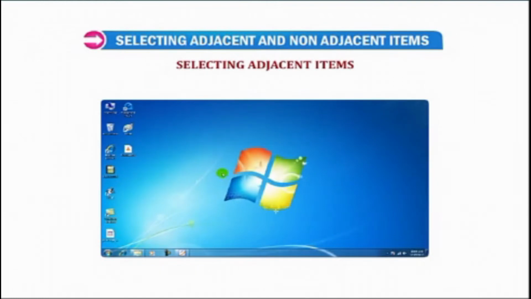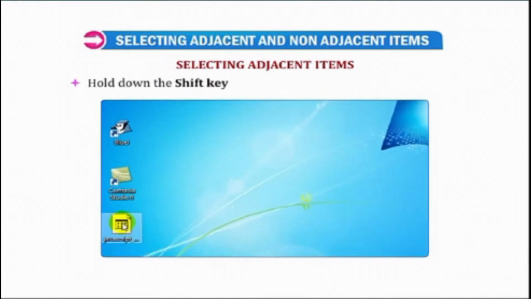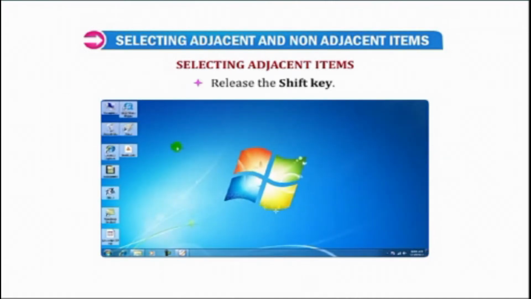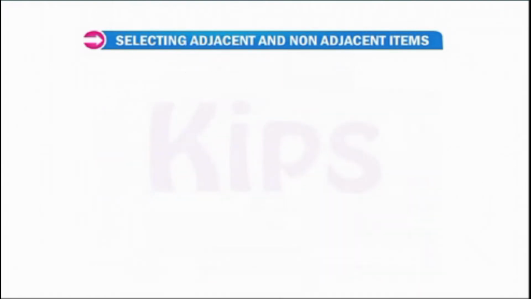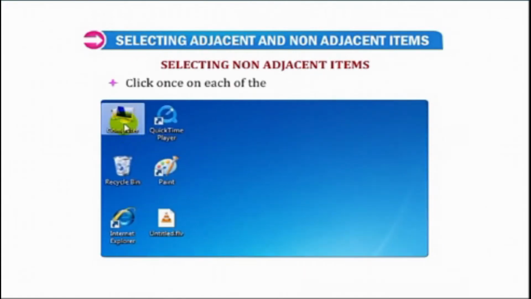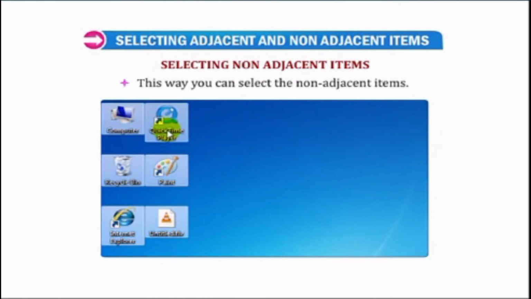Alright, let us talk about selecting adjacent and non-adjacent items. Selecting adjacent items. Click on the first item to be selected. Then hold down the Shift key and click on the last item to be selected. Release the Shift key. All the adjacent items are selected. Now let me tell you about selecting non-adjacent items. Hold down the Control key and click once on each of the items to be selected. This way you can select the non-adjacent items.